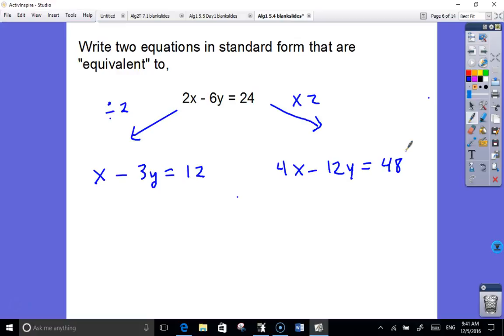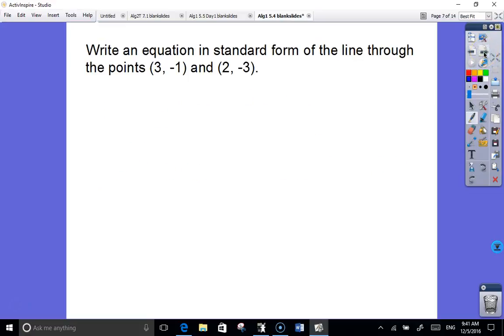So these are all three of these. 1, 2, 3. Those are all equivalent. Right? They're not exactly the same, but they are the same line. If we solve them for y, slope-intercept form, they would be exactly the same. Okay, so write an equation in standard form of the line through the points.